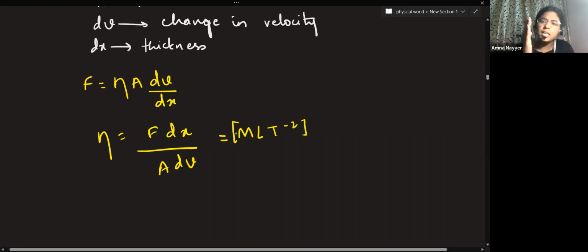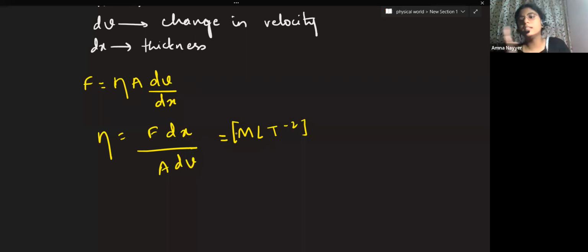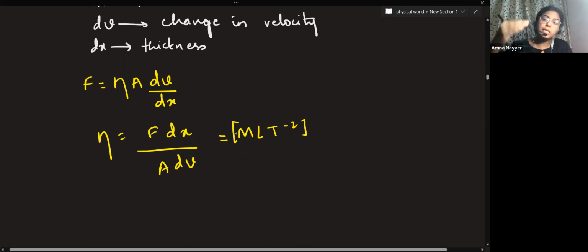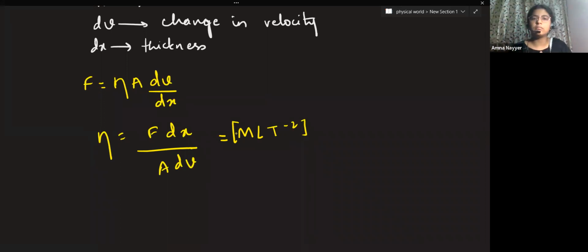Even if you forget the dimensional formulas of all these, try to recall: force is mass into acceleration. Acceleration we have already done. That's why we are making this table. Right now also, after this question, we'll try to complete the whole table. At least we'll do 30 to 35 physical quantities. So acceleration is velocity by time. Velocity is length by time, so you have L by T. Acceleration becomes L by T square. So force becomes M L T to the power minus 2.